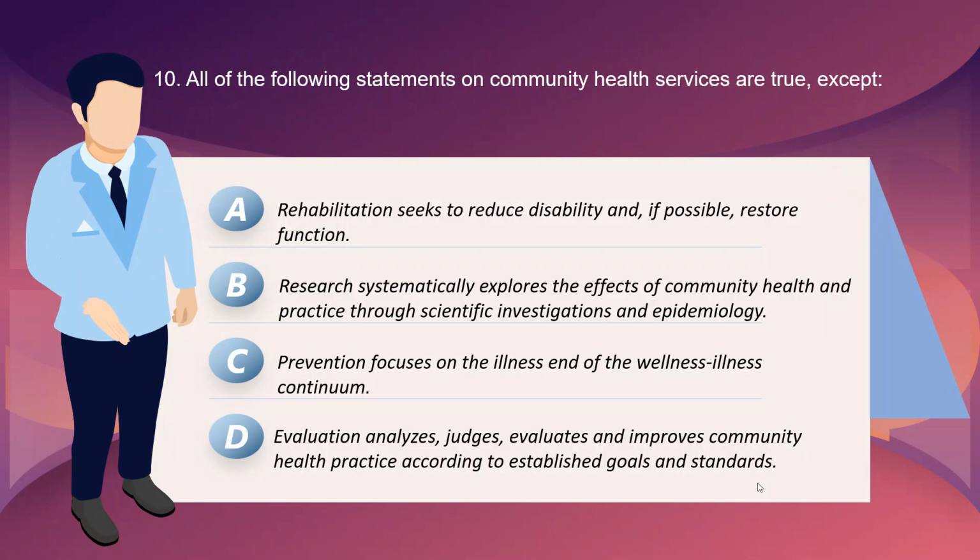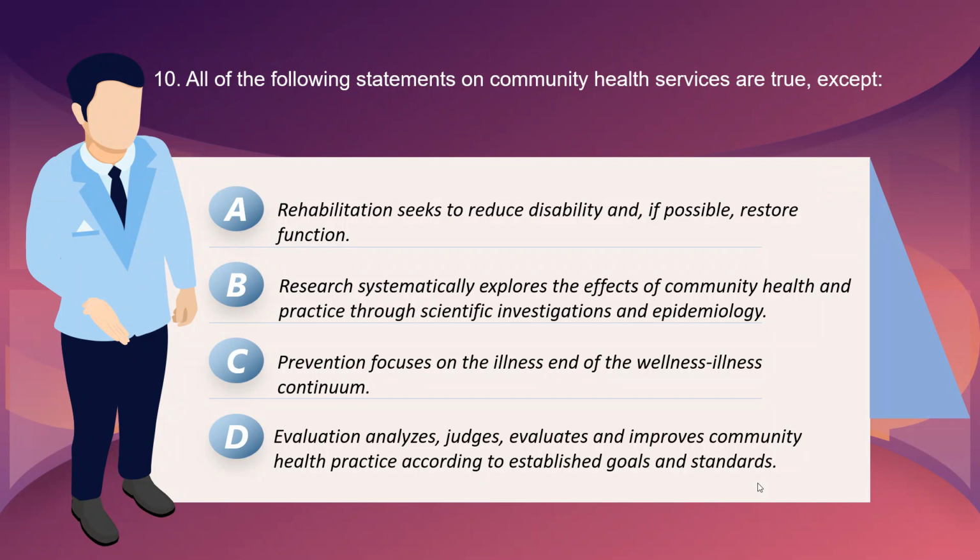All of the following statements on community health services are true, except letter A. Rehabilitation seeks to reduce disability and, if possible, restores function. Letter B. Research systematically explores the effects of community health and practice through scientific investigations and epidemiology. Letter C. Prevention focuses on the illness end of the wellness illness continuum. Letter D. Evaluation analyzes, judges, evaluates and improves community health practice according to established goals and standards.